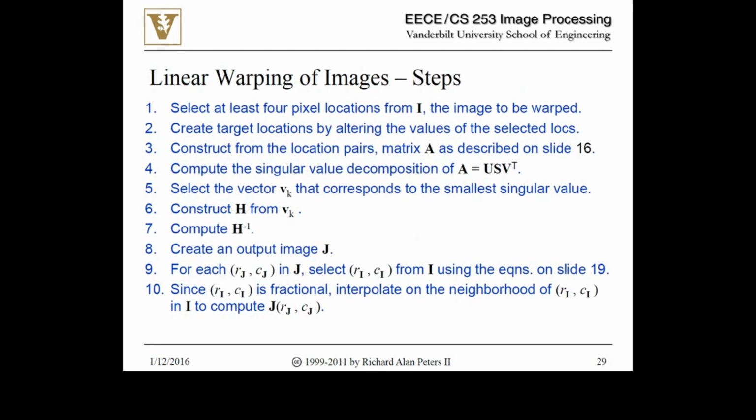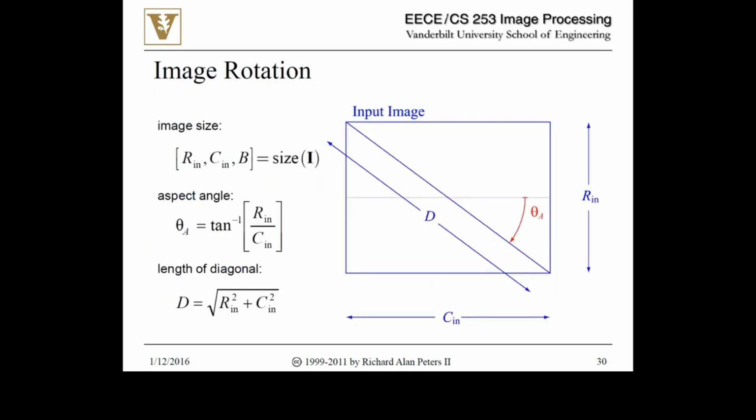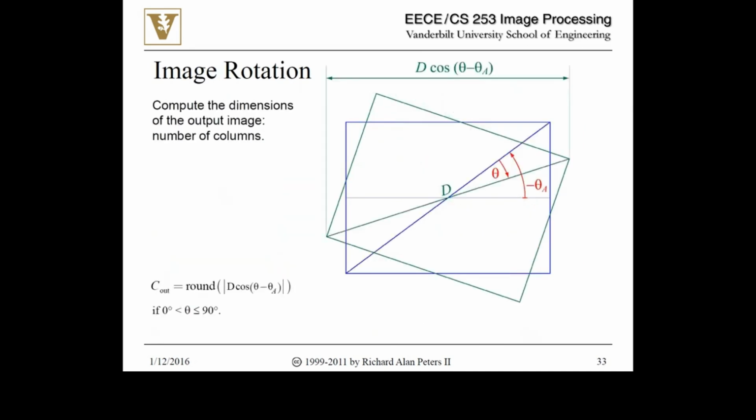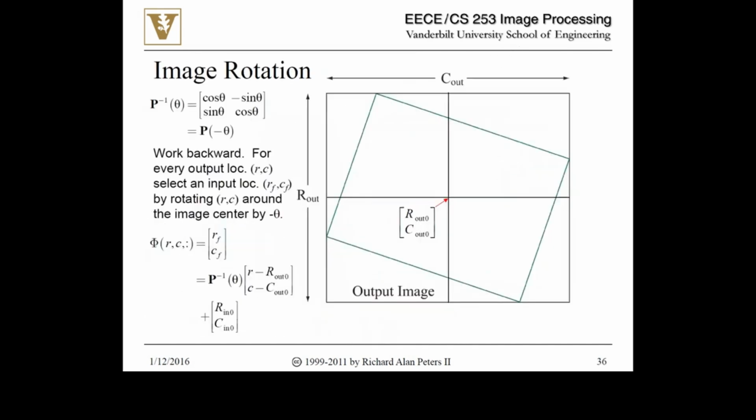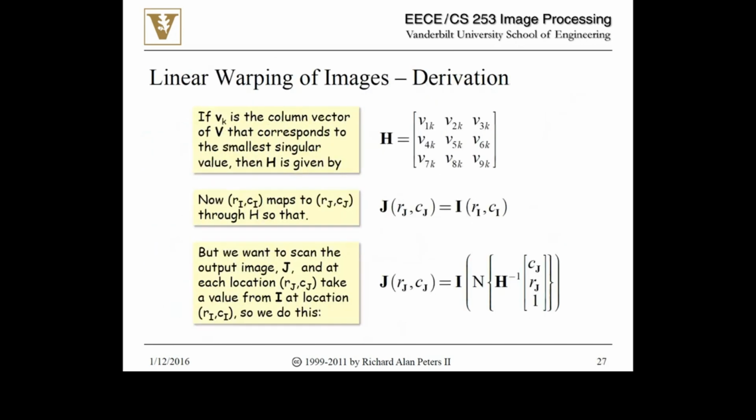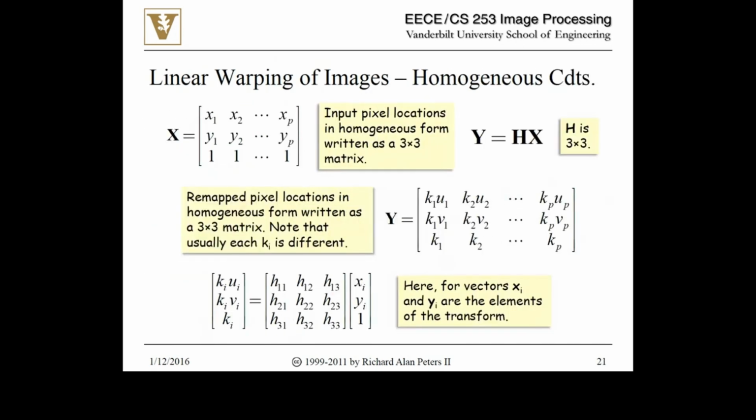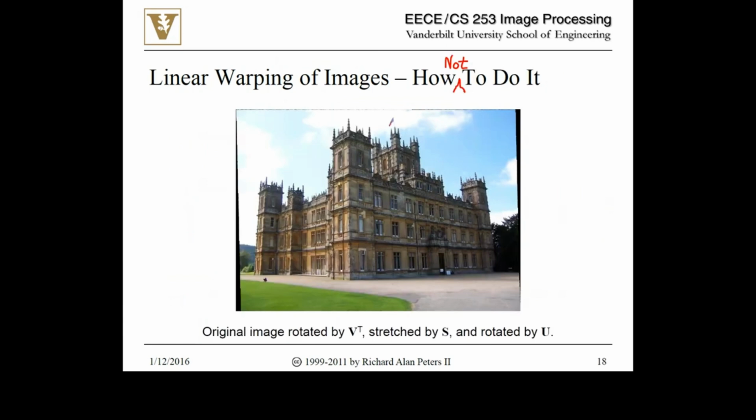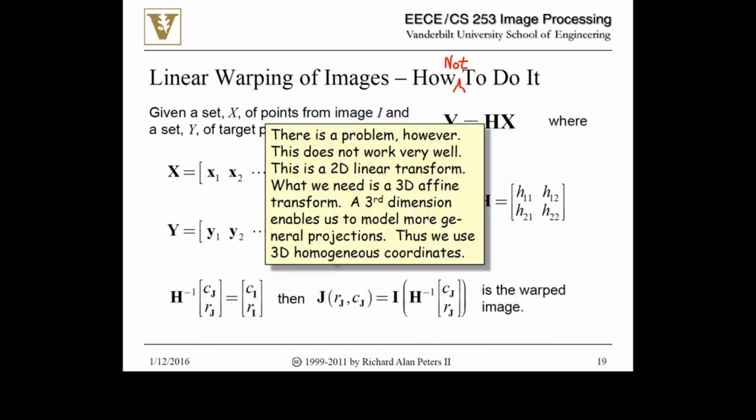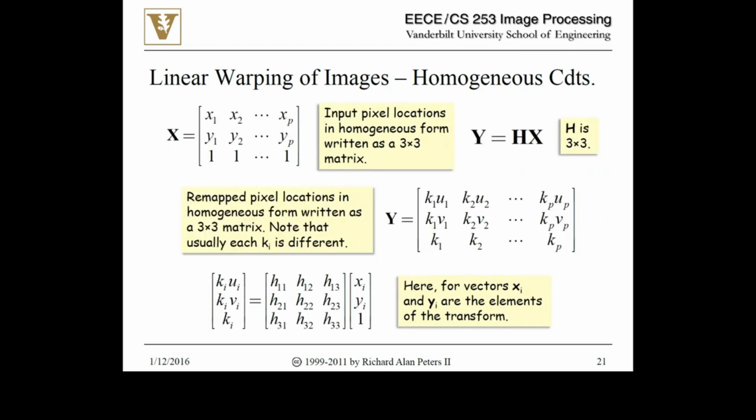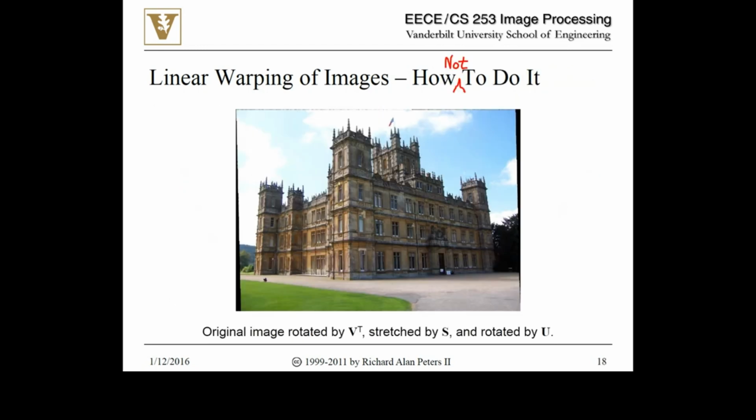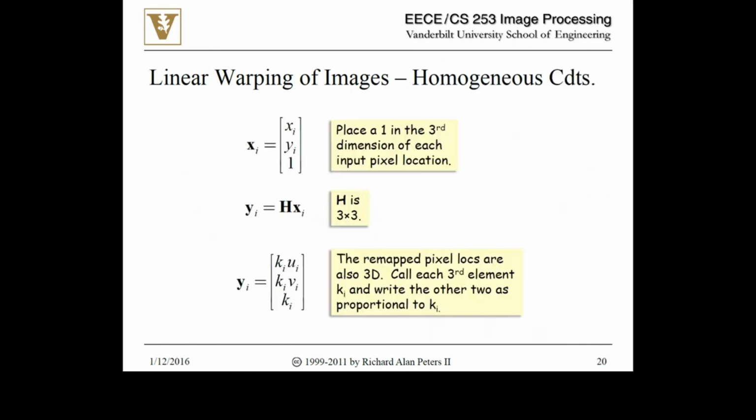This is the same procedure, but now described with words. It's not shown, but the result is much better. We don't have the picture showing the result of these homogeneous coordinates, but it is much better than this 2D transformation.